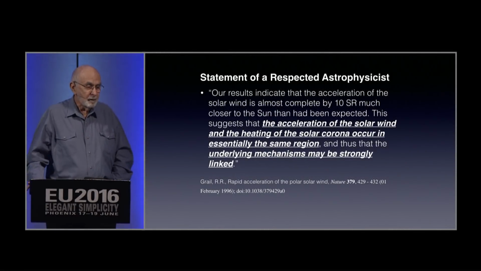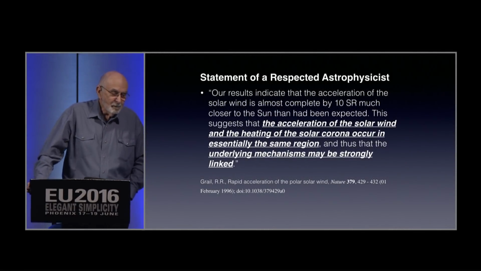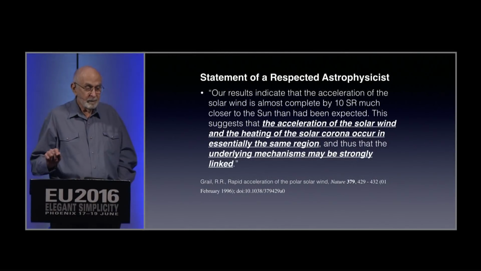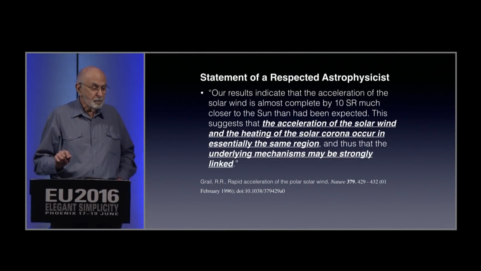I have to put this in because I think it really says what I'd like to say. This is by R.R. Grail. He's a very well-known, or was a very well-known solar astronomer. He said, our results in measuring the solar wind indicate that the acceleration of the solar wind is almost complete by 10 solar radii, much closer to the sun than had been expected. This suggests that the acceleration of the solar wind and the heating of the solar corona occur in essentially the same region, and thus that the underlying mechanisms may be strongly linked.